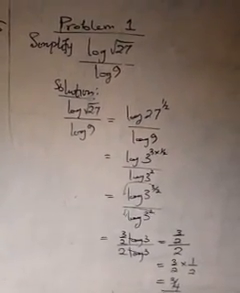Let's look at the second problem. Problem 2: simplify log root 20 base 10 plus log 5 base 10 minus log square root of 5 base 10. Solution.